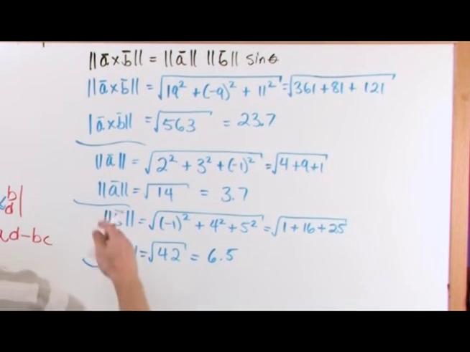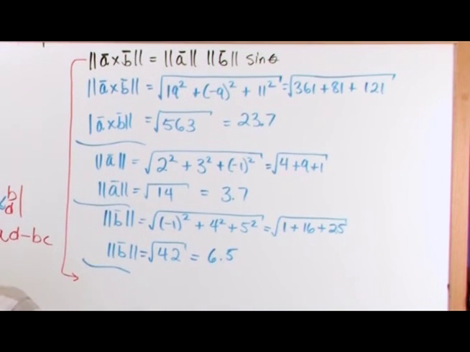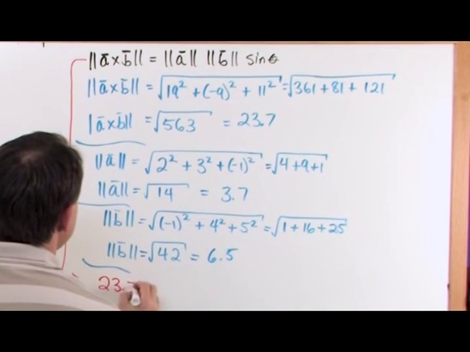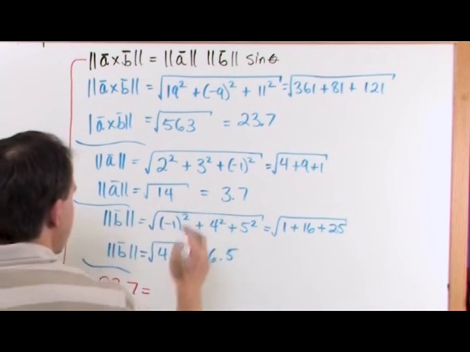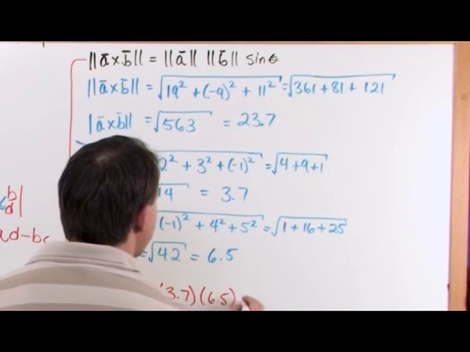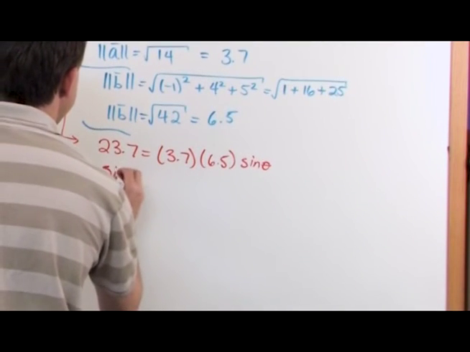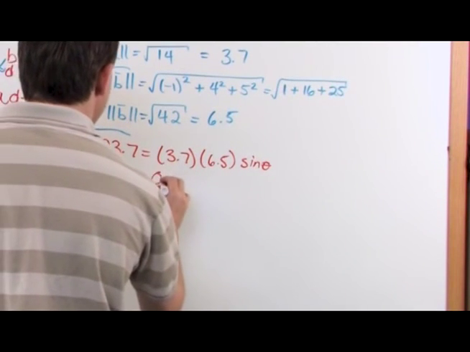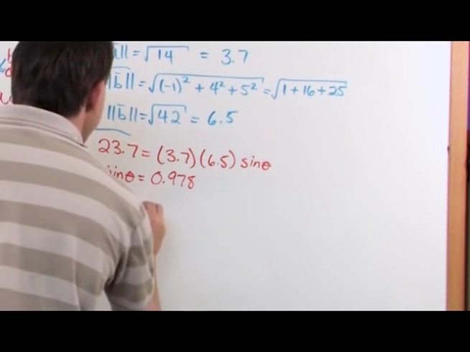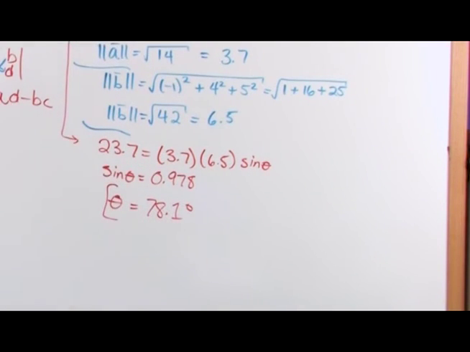Coming back up here and applying this formula, the magnitude of A cross B was given by 23.7, so I write 23.7. The magnitude of A was given by 3.7. The magnitude of B was given by 6.5 times the sine of theta. When you do this math, what you'll find is the sine of theta is equal to 0.978. And so theta, when you take the inverse sine, is 78.1 degrees. So what you found is the angle between the two vectors.